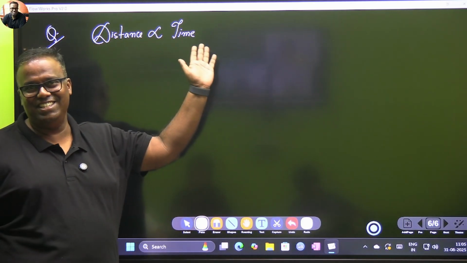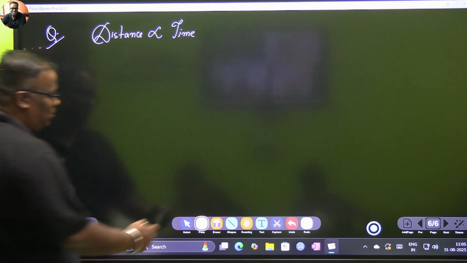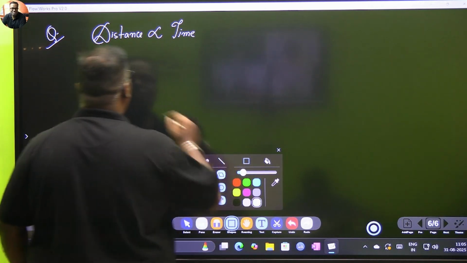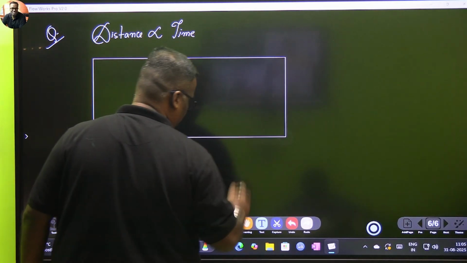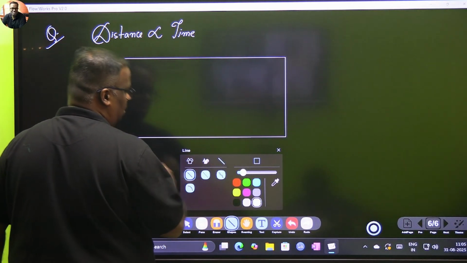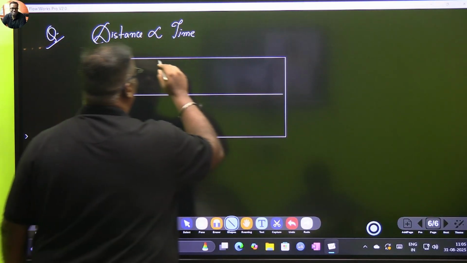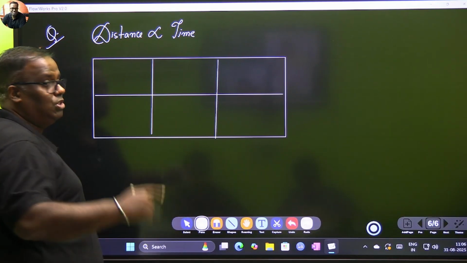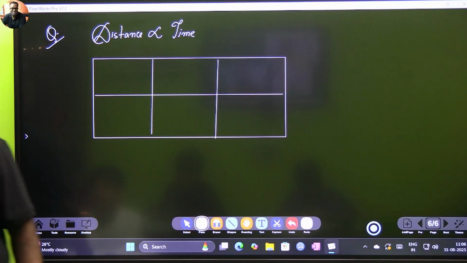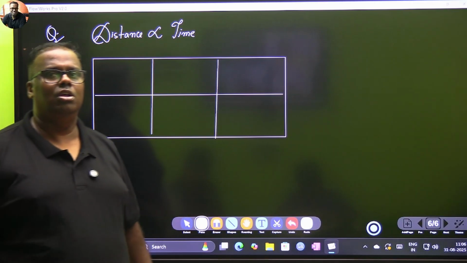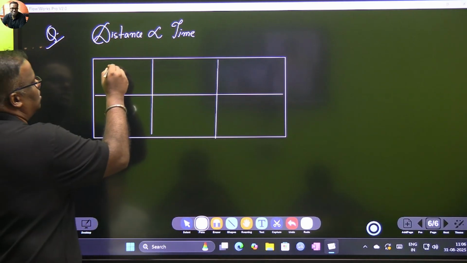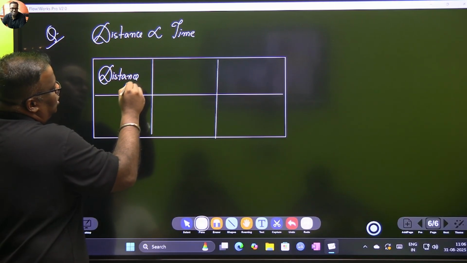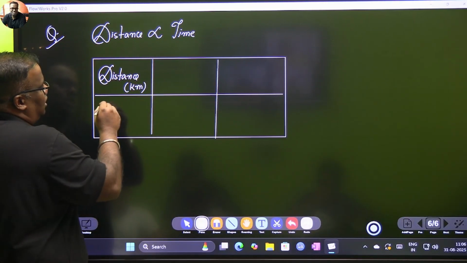So distance is directly proportional to time. Now what do we do? We make our box. In our box we will be making our columns. There will always be two scenarios. Now the question comes: what have they asked us to find? They have asked for distance, so let us write distance on the top. Distance is in kilometers, and this is time.